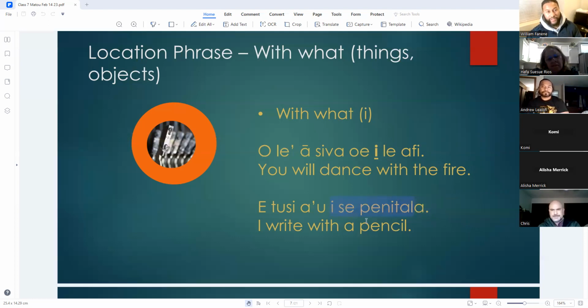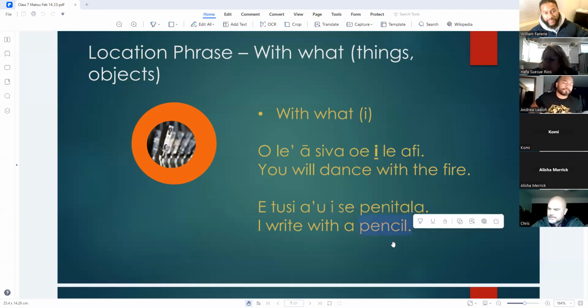Okay. So E is not just a common noun that we're going somewhere to, but it can also talk about instrumentality, like you're using the common noun here to accomplish the action, to write. So we use a pencil to write with. We're using the fire to dance with. Okay.